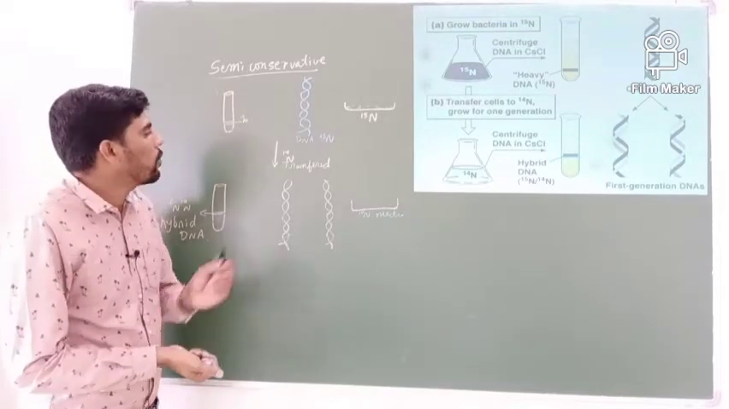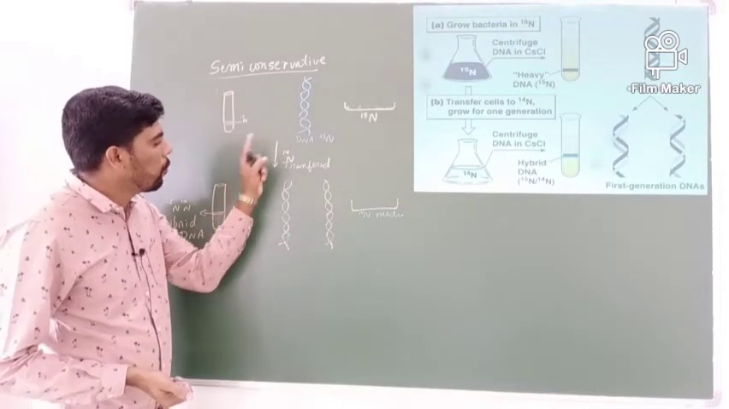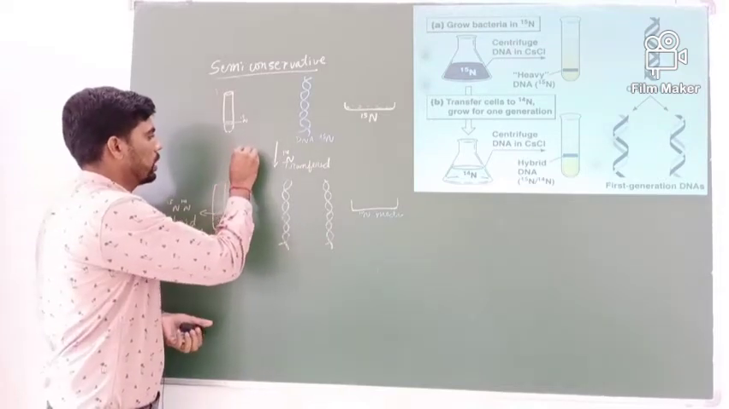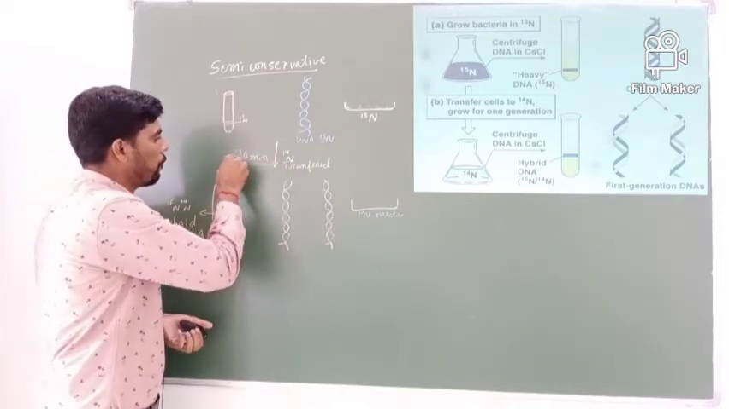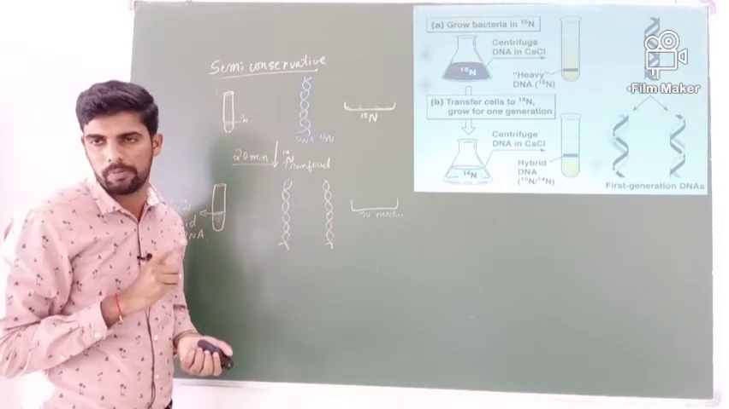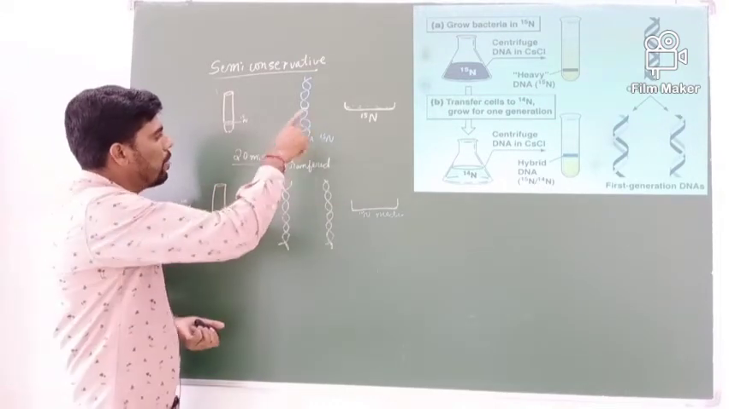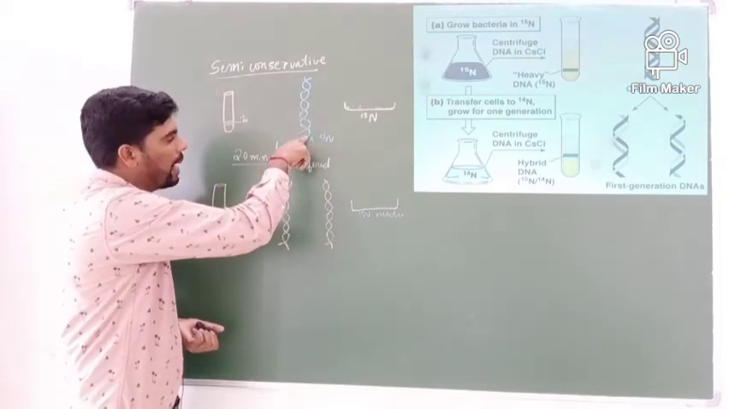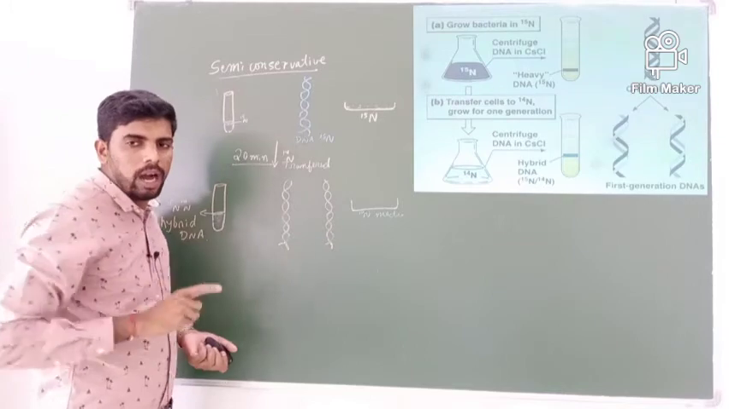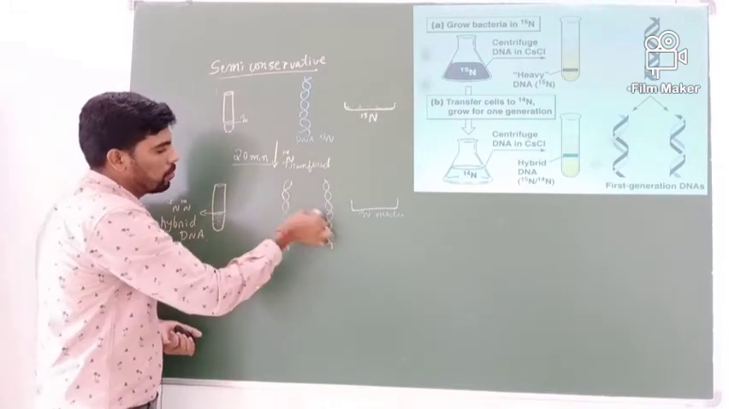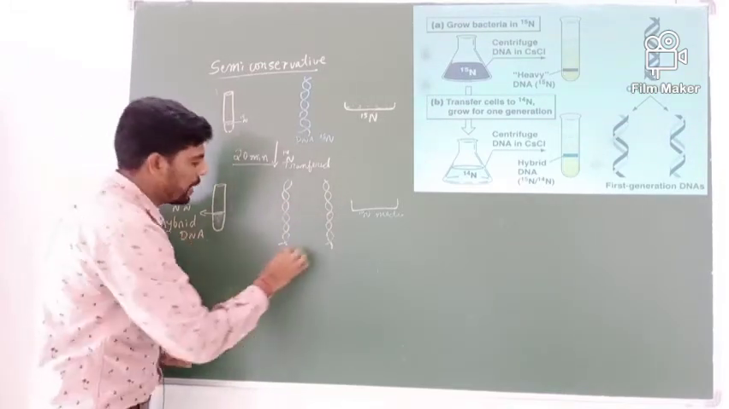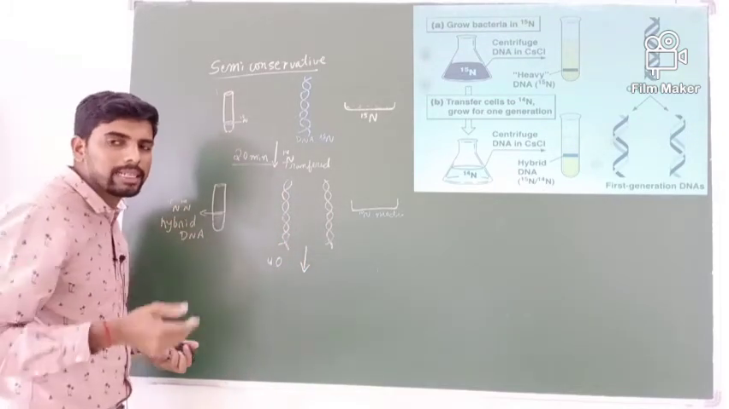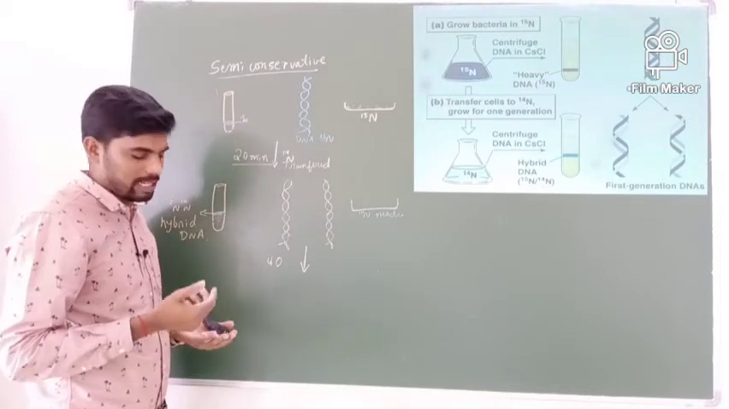Another thing: E. coli bacteria complete one replication in 20 minutes. It takes 20 minutes for one replication. When we transfer the N15 bacteria into N14 media, after 20 minutes they have produced hybrid DNA. Next, after 40 minutes, another replication will occur.